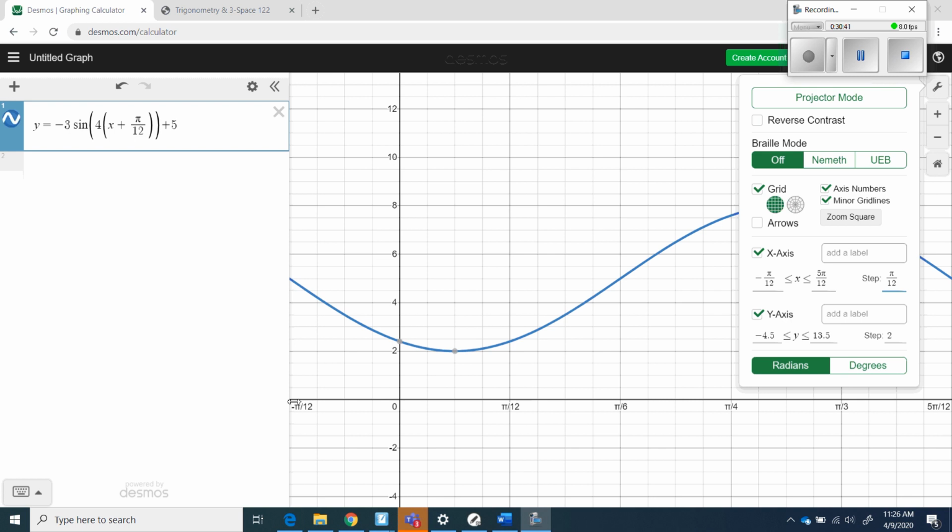So negative pi over 12 is our left edge. Look at where it is. It's at 5. Perfect. Halfway in here, there's a dot there. Look, it gives you the coordinates. That's pi over 24, comma 2. Good. Our next one was pi over 6. It's up at 5.